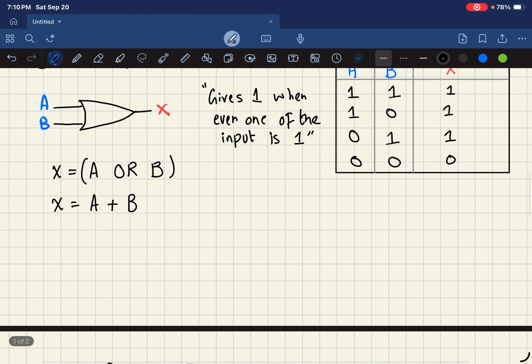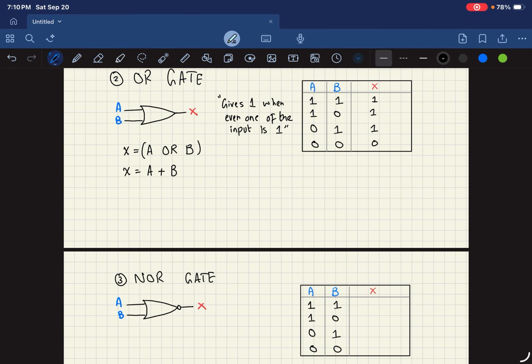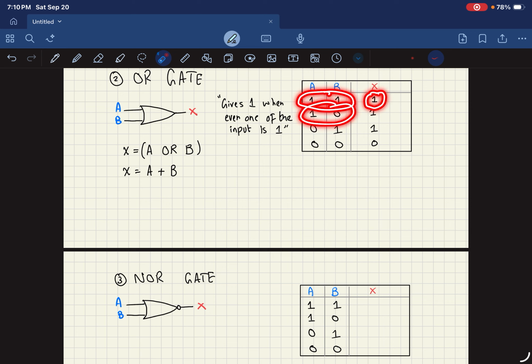Okay, so let's just look back at the OR gate in the same frame. Let's look at each of the outputs of the OR gate in each case. For 1 1 it gives 1, for 1 0 it gives 1, for 0 1 it gives 1, and on 0 0 it gives a 0, right?